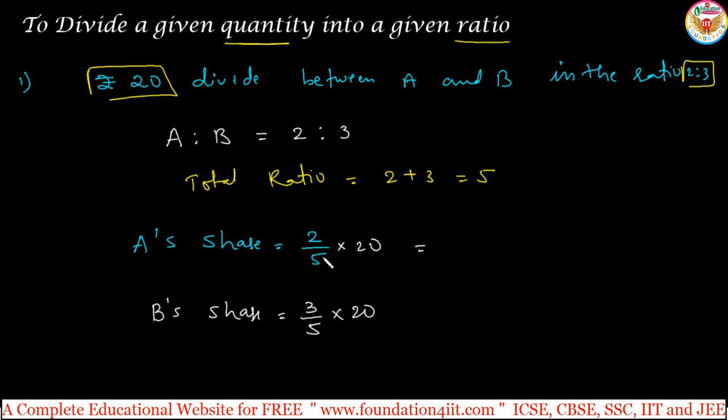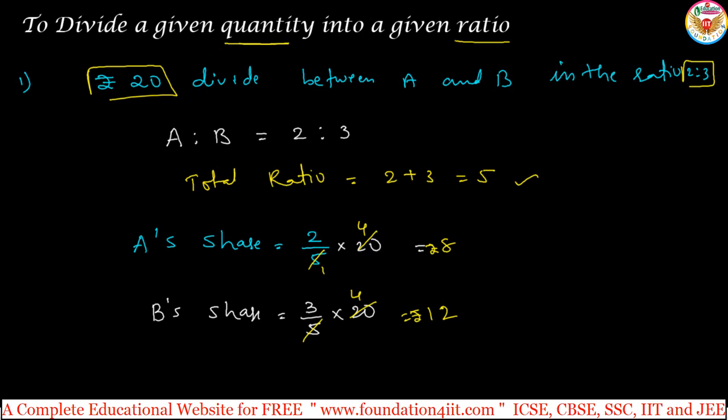We can simplify this. 5 fours are 20, so 4. Now 2 fours are 8. Here 3 fours are 12. So A is supposed to get 8 rupees and B is supposed to get 12 rupees. Total 20 in the ratio 2 is to 3. So this is the easy method. Any big number and any ratio is given, you can go for this. Find out the total parts first. A's ratio by total ratio into the total amount or total quantity you have to divide. Okay. This is the way we can use.